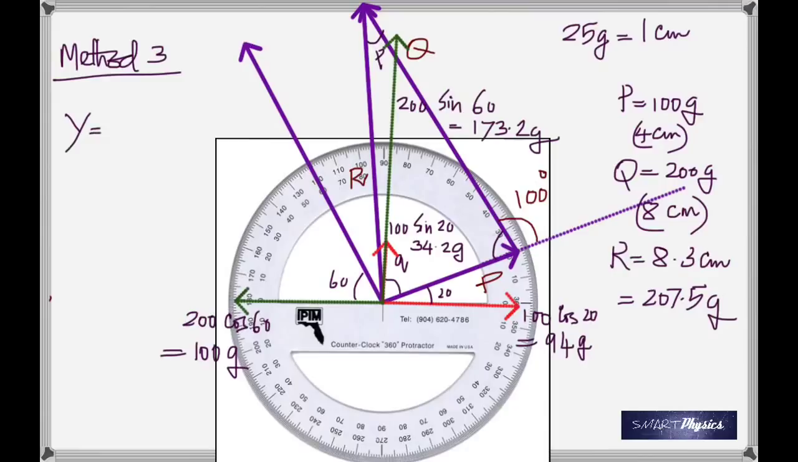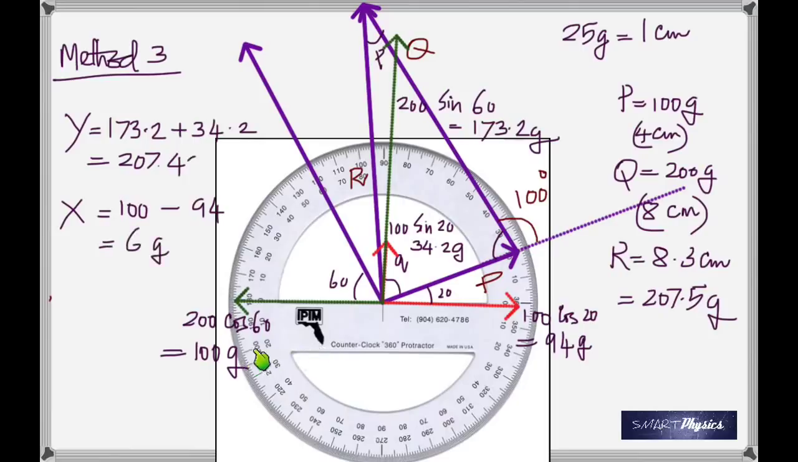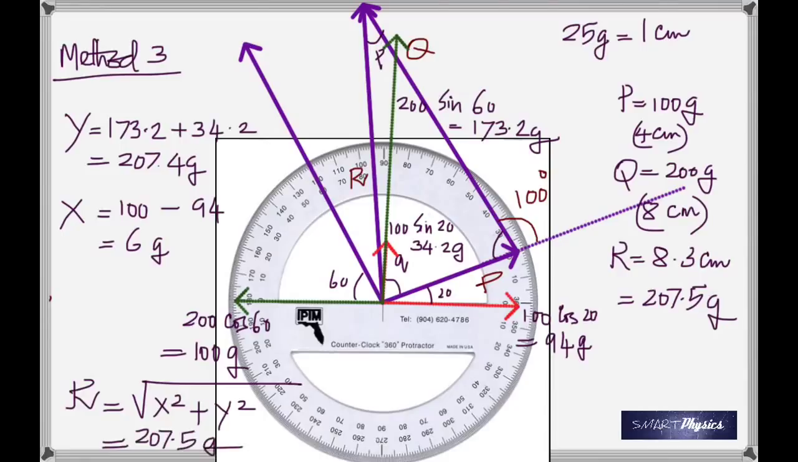200 cosine 60 is 100 grams, and then 200 sine 60 is 173.2 grams. Now you got to find the total y component. You see you have this one and you have the other. When you add those two, you get 207.4. And now since the x components are in opposite directions, you got to take the difference between them. It's 100 minus 94, which is 6. So now you have to take the square root of the sum of the squares of x and y, which will give you 207.5 grams.